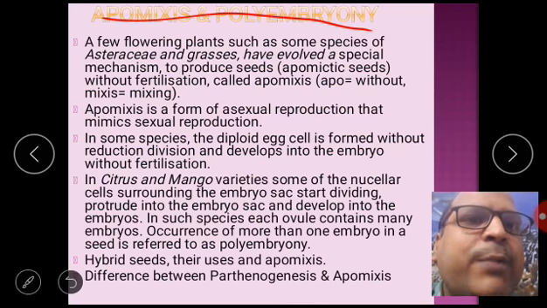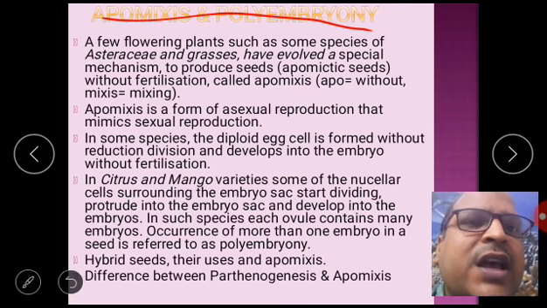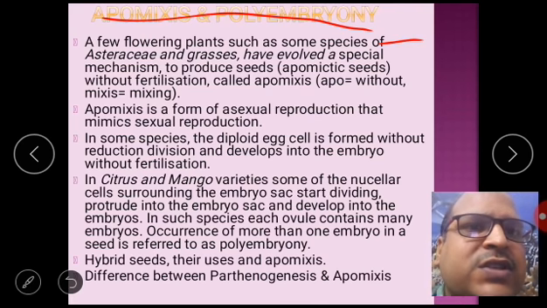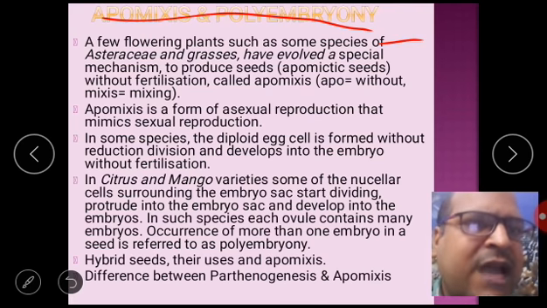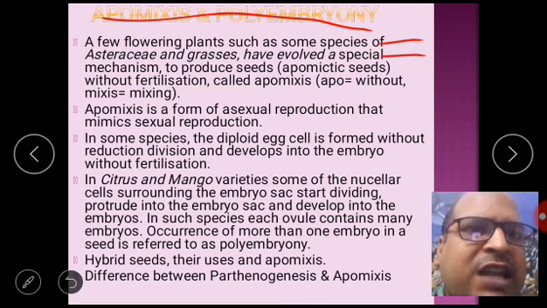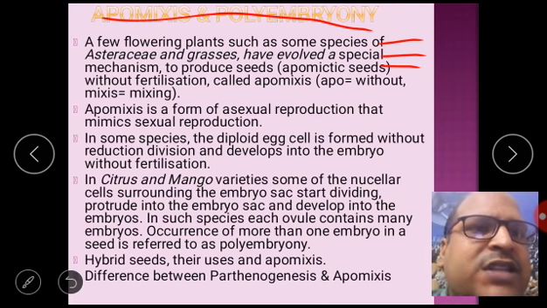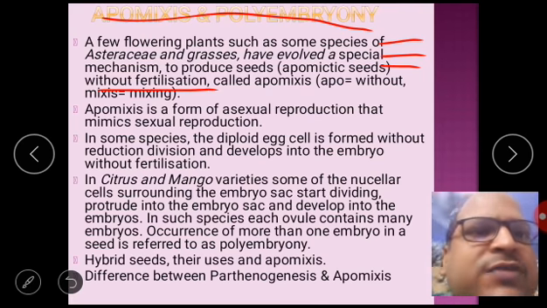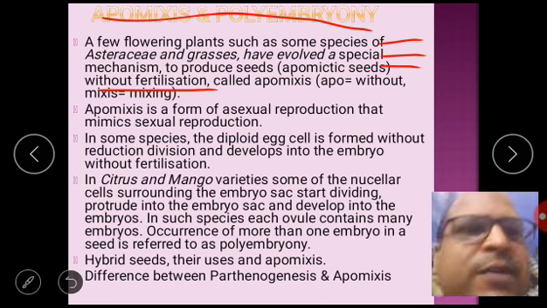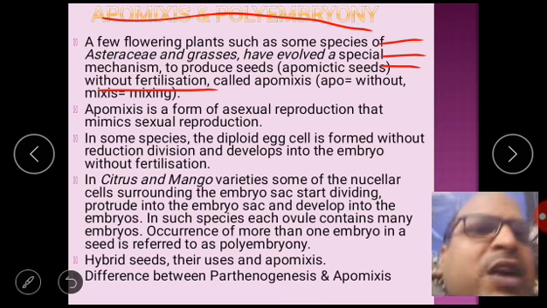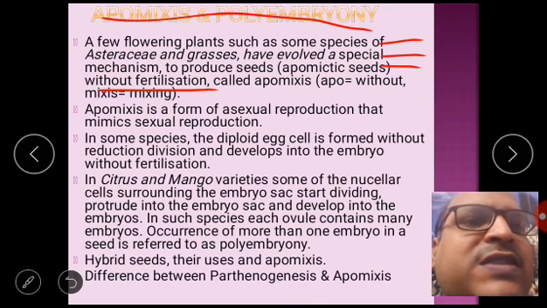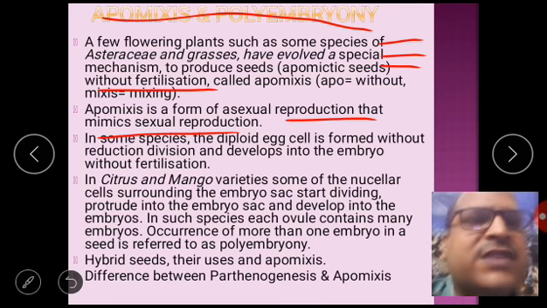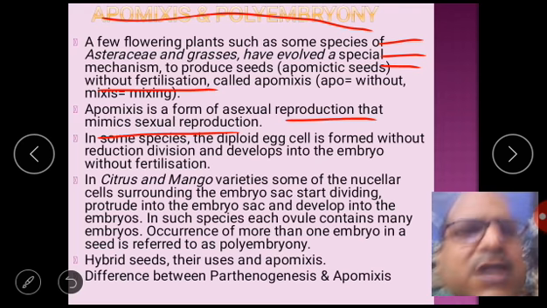What is the name? Apo means without. So here we will study a few flowering plants, such as some species of Asteraceae and grasses, that have evolved a special mechanism to produce seeds. Which type of seeds? Apomictic seeds. Apo means without, and mictic means mixing, fertilization. So without fertilization. Apomixis is a form of asexual reproduction that mimics sexual reproduction.